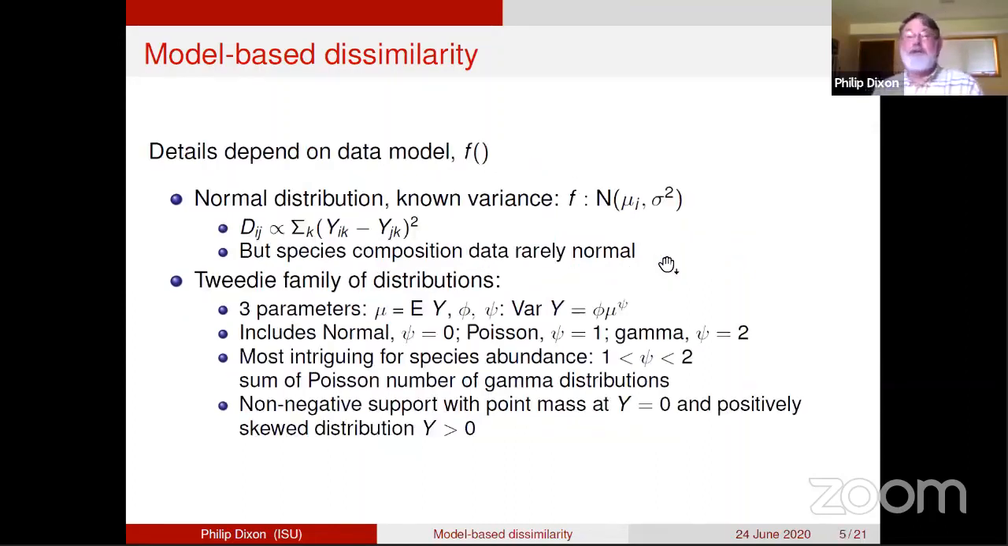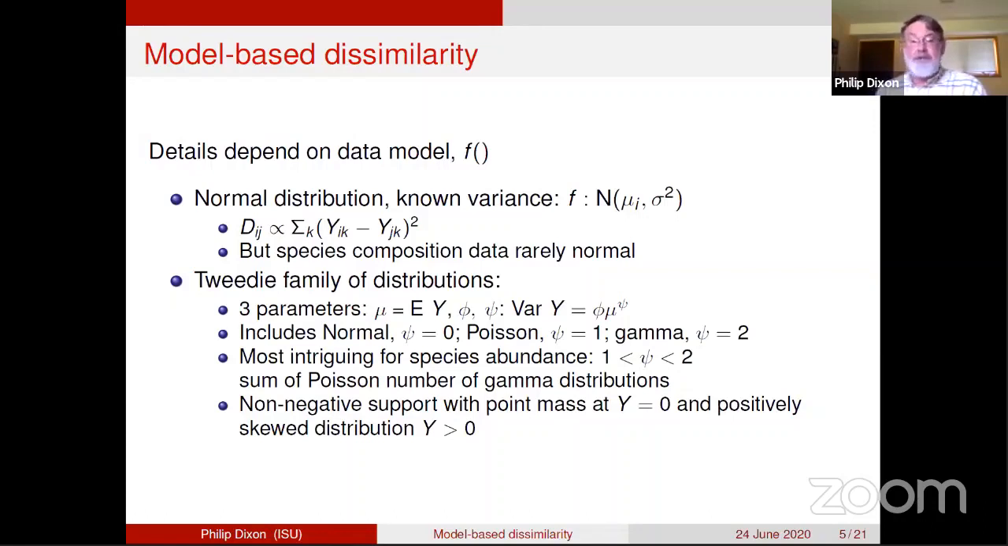The details of the dissimilarity depend very much on the presumed distribution. In the very simple case, if we assume that the data are normally distributed with a constant variance, the model-based dissimilarity is the squared Euclidean distance. If we relax the assumption of a constant variance, we end up with a weighted squared Euclidean distance, a familiar measure, at least in some areas of species composition analysis.